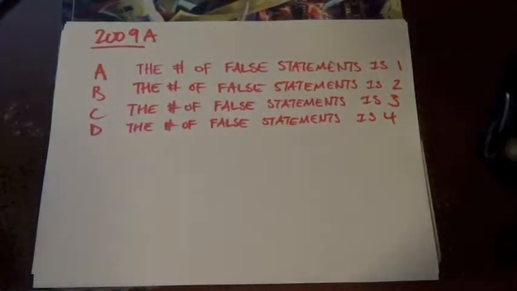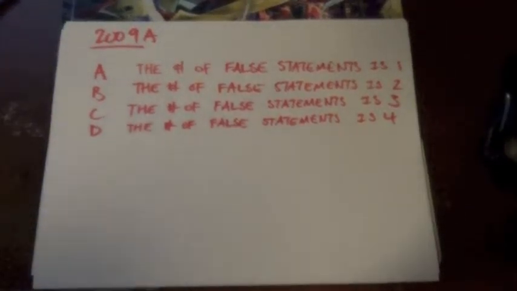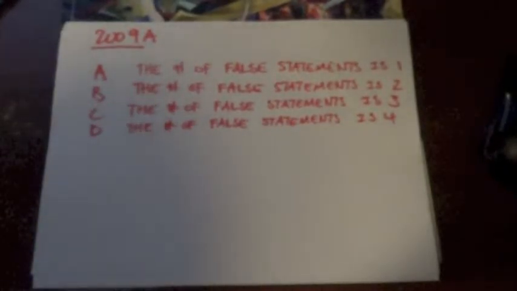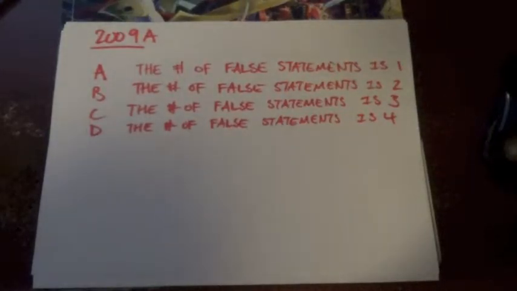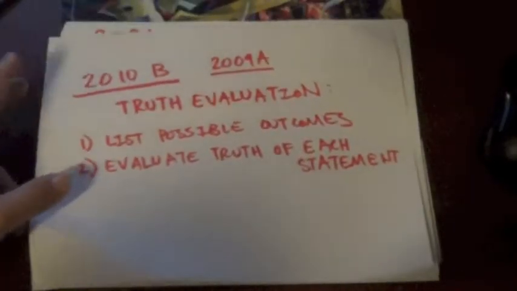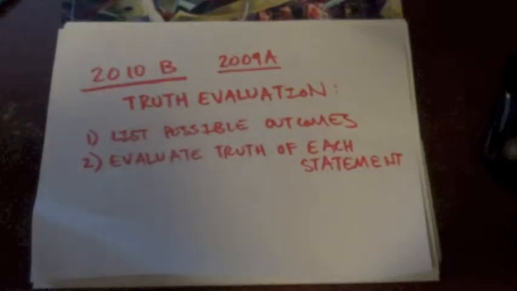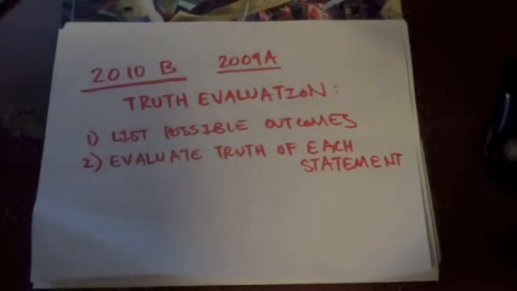Now, we're going to take a look at the A problem for 2009. By now, you probably recognize this as another truth evaluation problem. Remember, the 2 steps for a truth evaluation problem is to look at all the possible outcomes and then evaluate the truth of each statement.